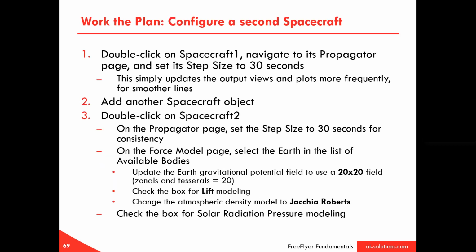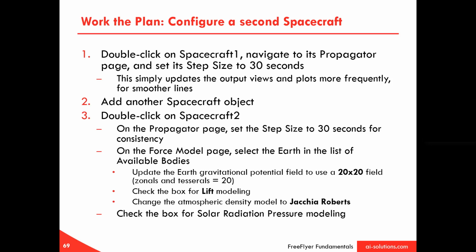The first thing we want to do is go to our mission plan, edit Spacecraft 1, go to its propagator page, and set the step size to 30 seconds. This will simply update our output views and plots more frequently for smoother lines. Next, we'll add a second spacecraft object. We'll double-click on Spacecraft 2, and on its propagator page, set the step size to 30 seconds to match Spacecraft 1, and then on its force model page, we're going to make some updates.